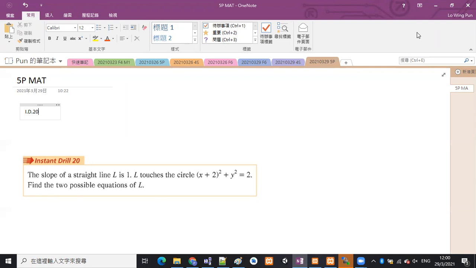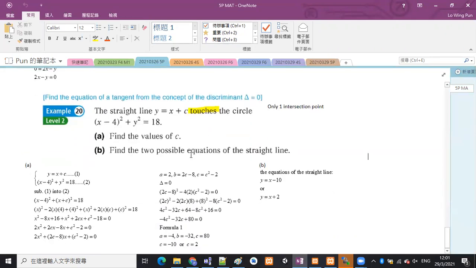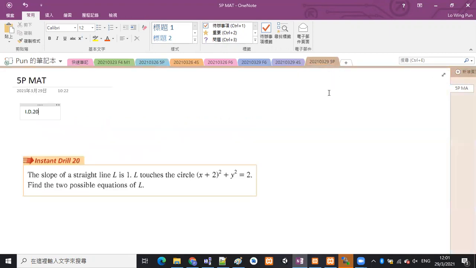But if the question asks us to find the equation of the line L, so normally we are going to use the concept that tangent is perpendicular to the radius. Okay, so let's see. We have talked about example 20, right? Yes. Okay. So let us go to instant drill number 20 first.